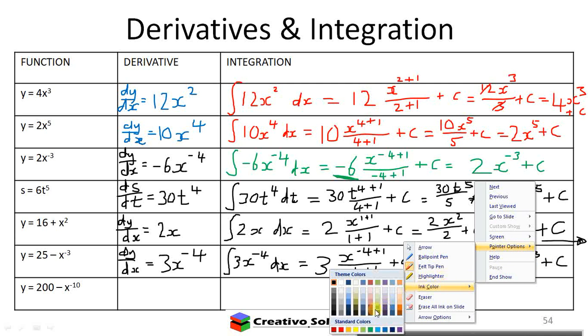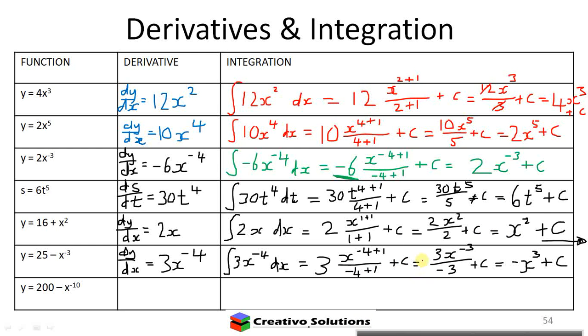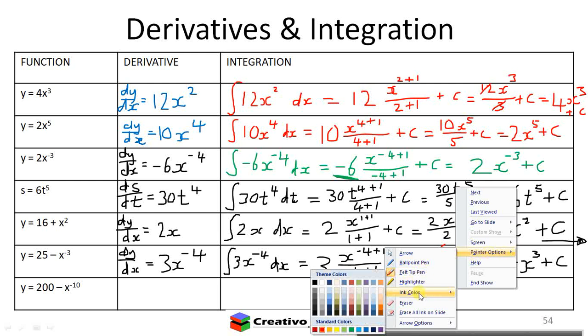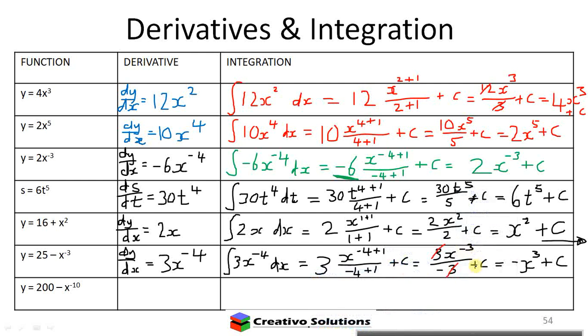So it'll be minus x to the minus 3. Okay, minus x to the 3. Yeah, minus 3. Minus x to the minus 3x. Well, to the x minus 3.